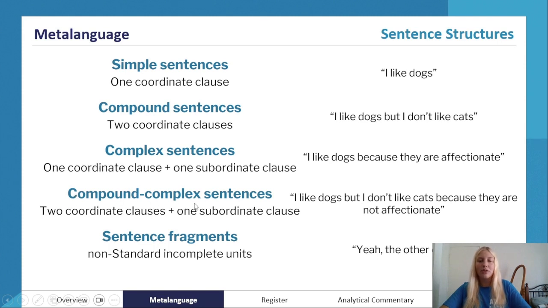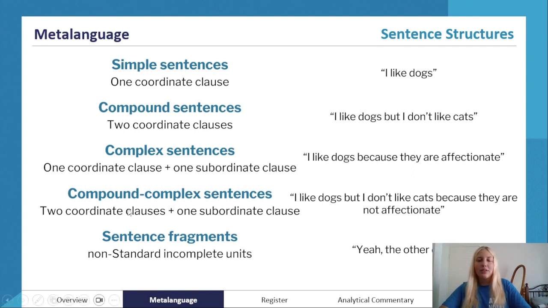A compound complex sentence is like a combination of these two, and it takes two coordinate clauses and one subordinate clause. "I like dogs," one coordinate clause, "but I don't like cats," a second coordinate clause, "because they are not affectionate." That's our subordinate clause. Hopefully, it's easier to understand when the example is sort of repeating.